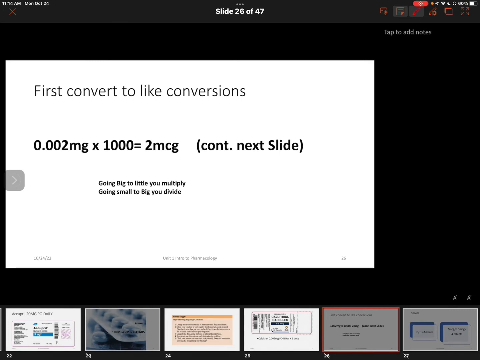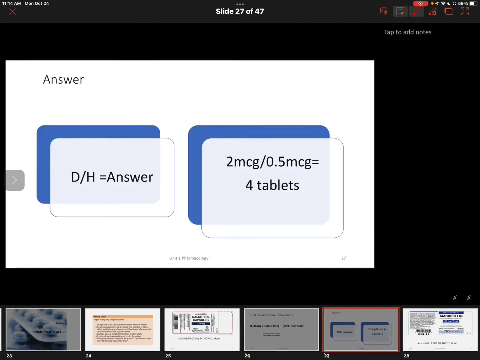So like I said, first we'll convert the 0.002 milligrams by multiplying it by 1,000. We're coming out with 2 mics. And then we're using the D over H equals the answer. So the 2 mics divided by 0.5 mics gives 4 tablets. So we're going to have to give 4 tablets of the 0.5 mics in order to equal 2 mics.